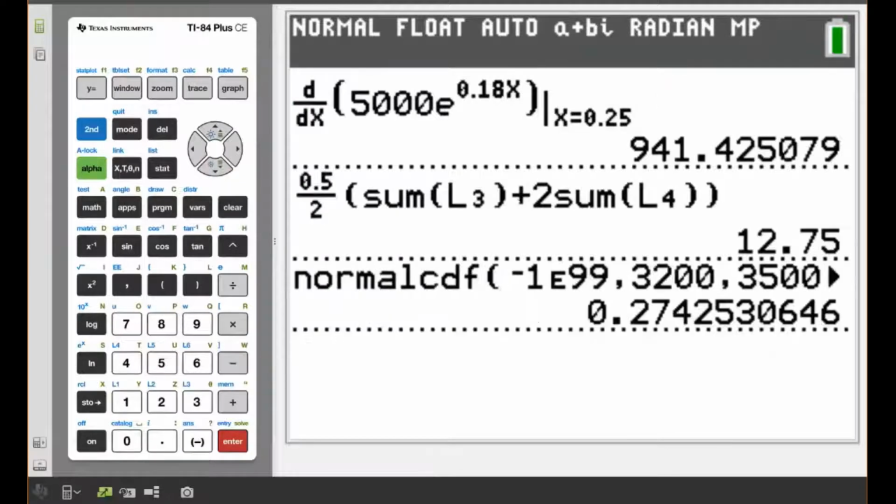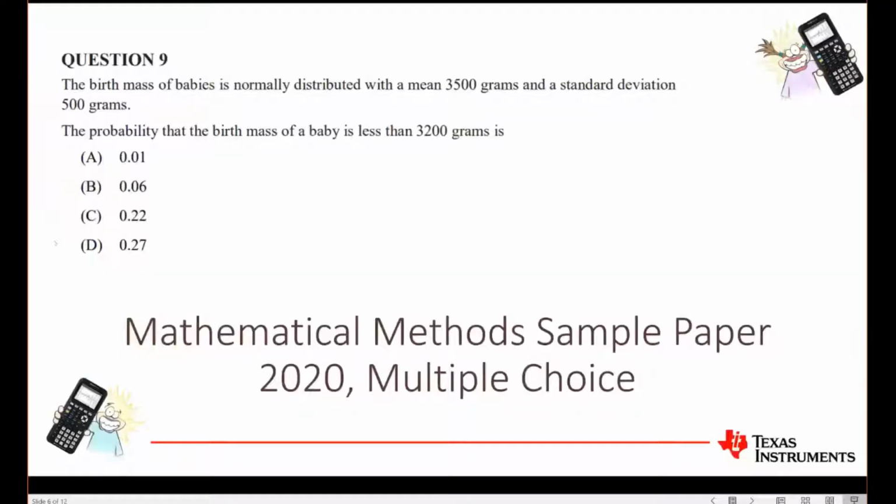And there we go. I can see that the probability of having a baby less than 3,200 would be 0.2742, which is there, 27%, as the correct answer for D.